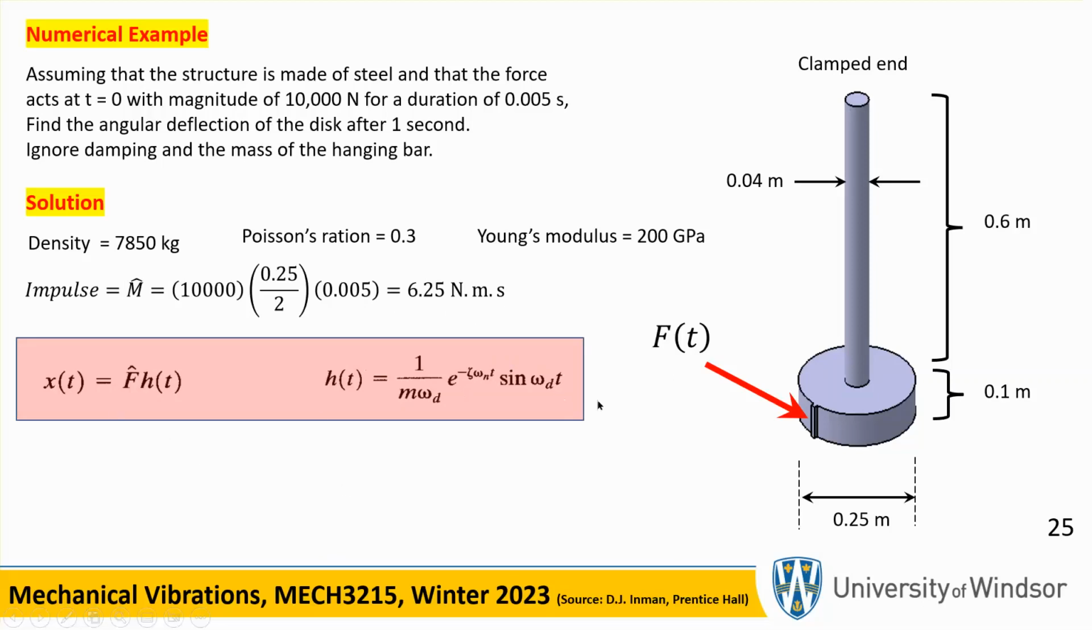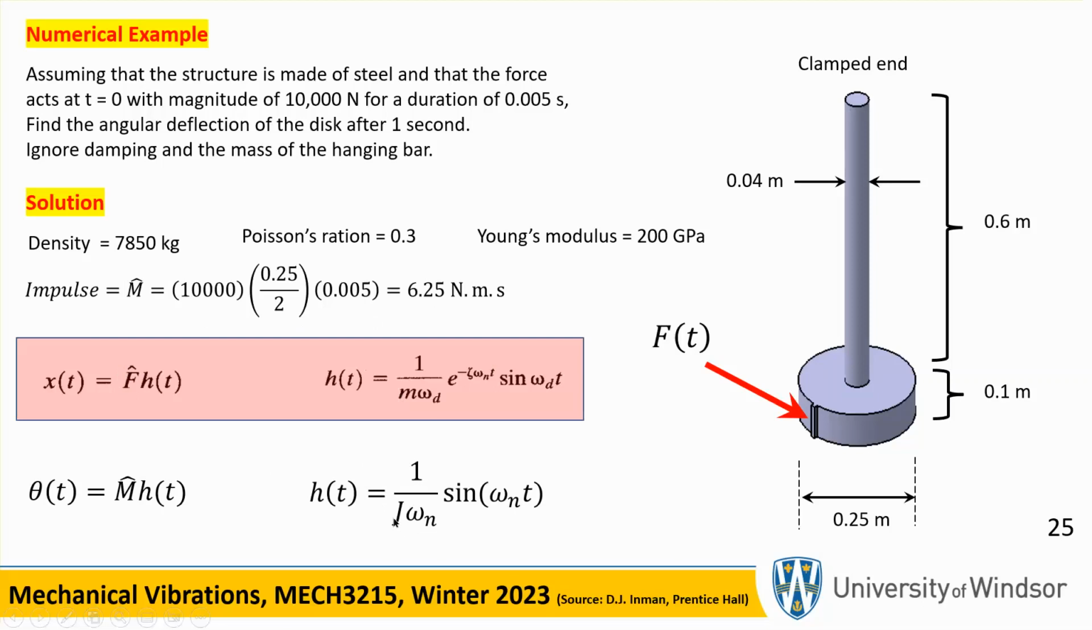Now, we can use exactly the same formulas. In other words, the response of the structure, which is rotation or torsional vibration of this, is going to be just like that, except that things have to be appropriately interpreted. So this F hat is this number, okay, it's actually M hat, okay? And this is also the same thing, except that we don't have M, we have J.